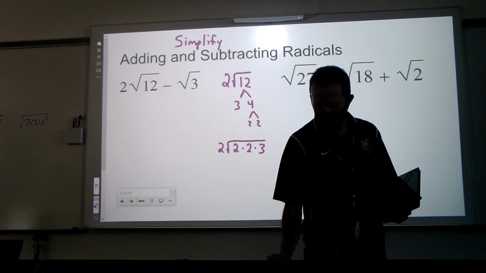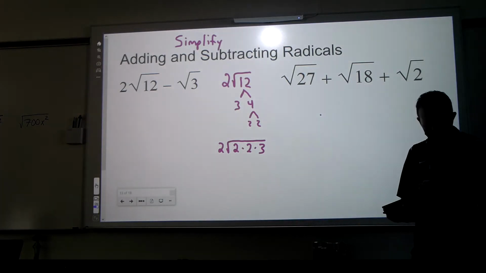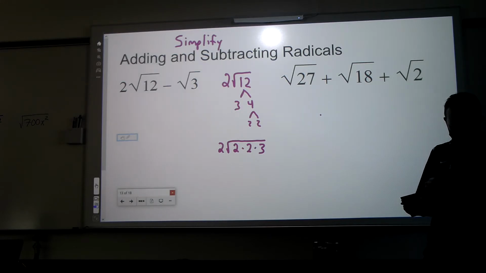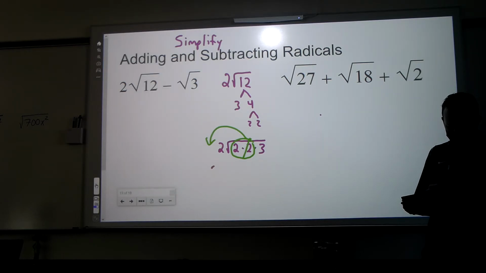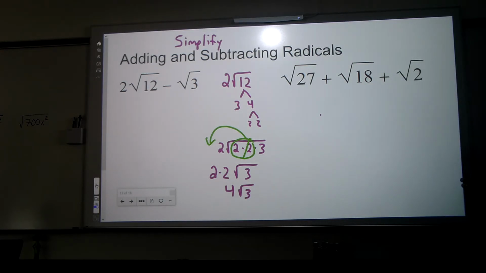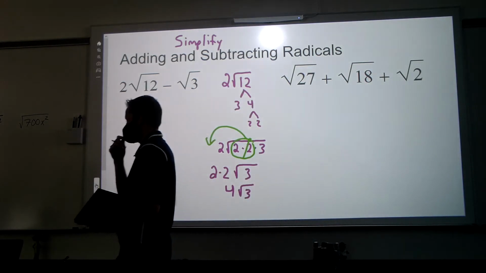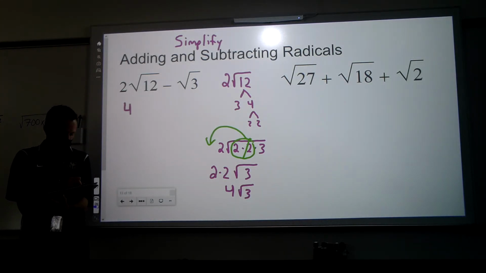Alright, so help me out on this one, Oscar. Do I have buddies? Yes. Who are the buddies? What happens when they try to escape? Now, there's already a 2 out there, right? So what does the 2 that gets out do with the 2 that's already there? We're going to multiply. So 2 times 2 is 4 square roots of 3. So originally when we looked at this, guys, we said, oh, you can't add those together because they're not the same. Well, after I simplified them, 2 square roots of 12 is the same as 4 square roots of 3.